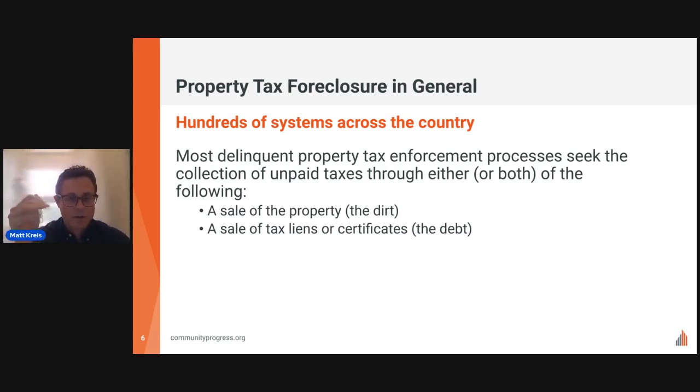most governments do one or the other or both. They either sell the property to satisfy the unpaid taxes or to resolve the delinquency, or they sell the tax debt or tax liens or certificates to a private party who then gets the right to collect those taxes, earn interest potentially, and perhaps even seek title to the property through a foreclosure action themselves. So that's just an attempt to level set.